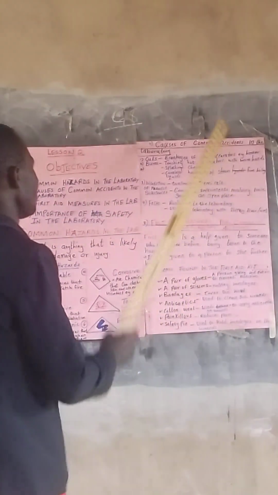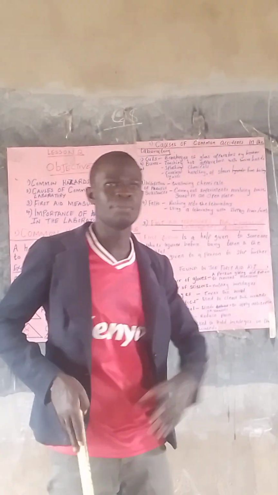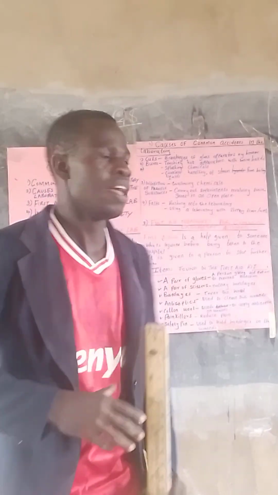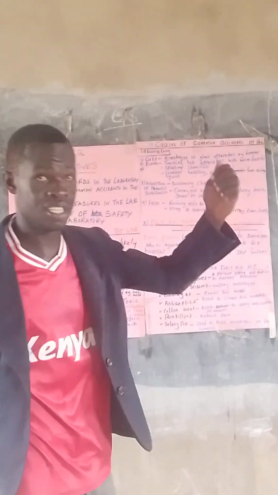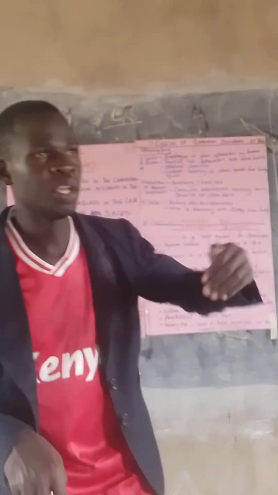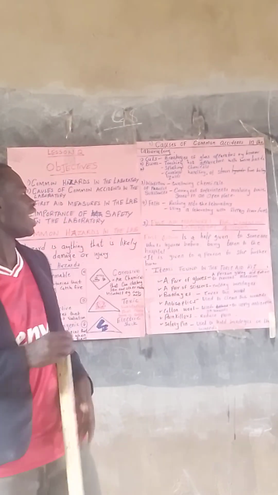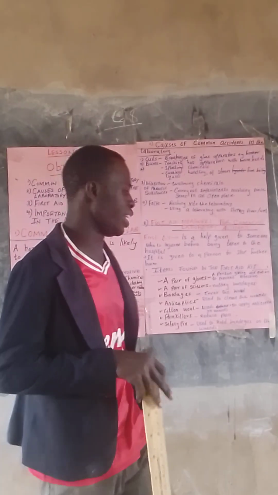Now, because accidents, some of them we can avoid, but some of them we can't avoid. Therefore, we need to know them. We need to know how they can be caused. Before we avoid them, we need to know their causes and how they can be avoided.